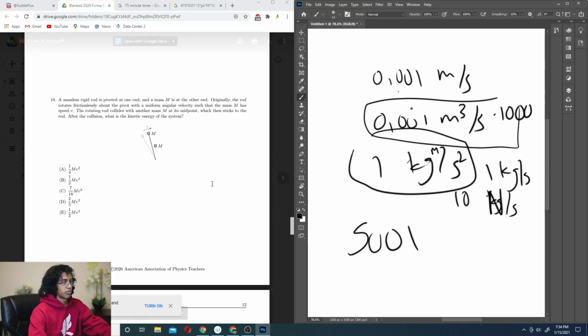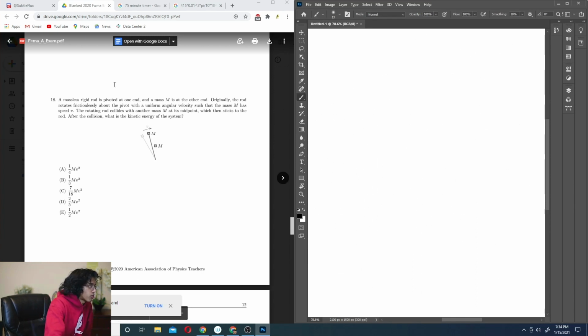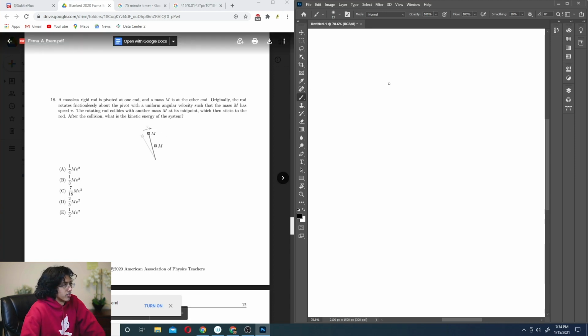Alright, seems legit. A massless rigid rod is pivoted at one end and a mass m is at the other end. Originally, the rod rotates frictionlessly around the pivot with a uniform angular velocity such that the mass m has speed v. The rotating rod collides with another mass at its midpoint, which then sticks to the rod. So essentially there's an inelastic collision going on here. The original angular momentum is mvr, and there are no external torques, so the angular momentum should be conserved.